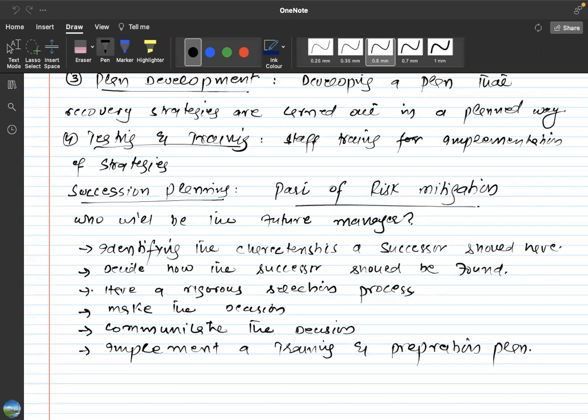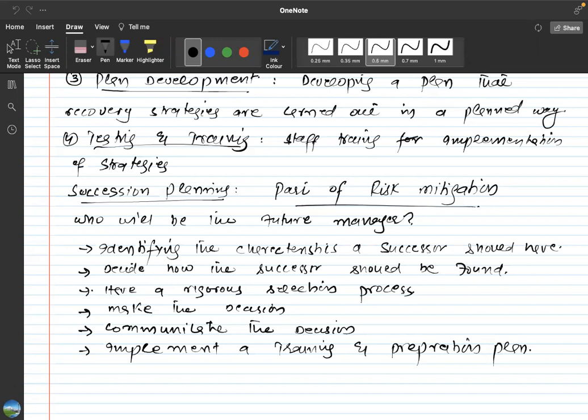Okay, the next thing that we are going to study is the succession plan, that is also part of the risk mitigation for the businesses. Succession plan is important for the business because if workers are working extraordinarily right now, and the managers are also working extraordinarily, the managers might retire in some time, and we should have next managers.